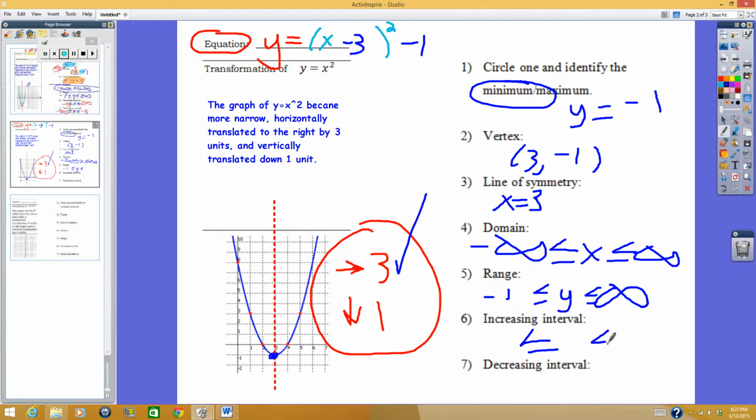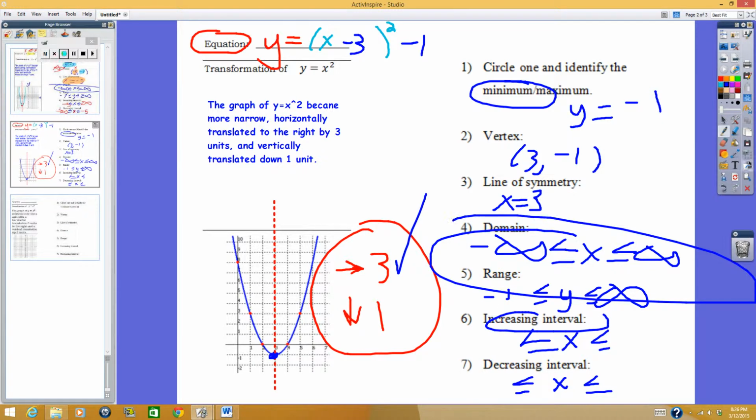Alright. These two intervals, bam, bam, bam, bam. You need to keep X for both. I see some of you guys writing, not too many, but some of you guys write X and Y. I guess because you see X and Y up here. Nope. Intervals are just half of your domain.